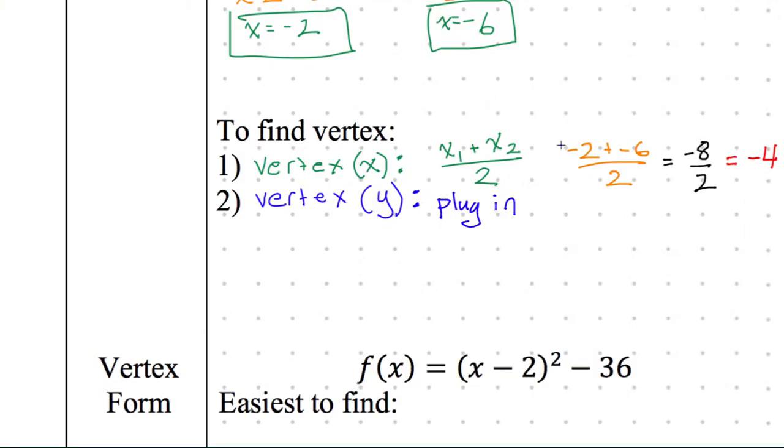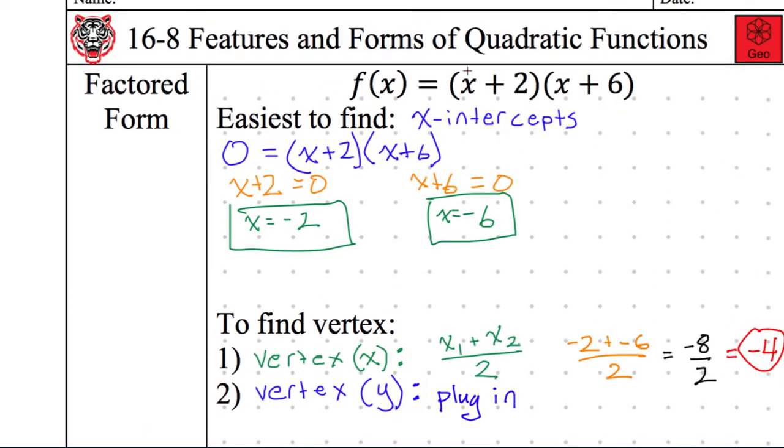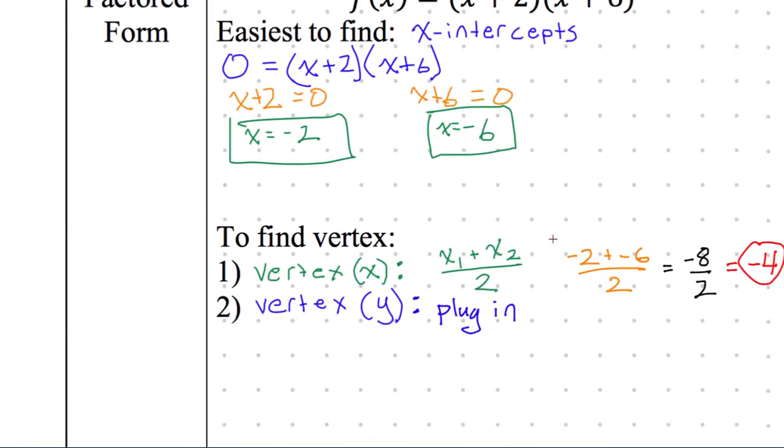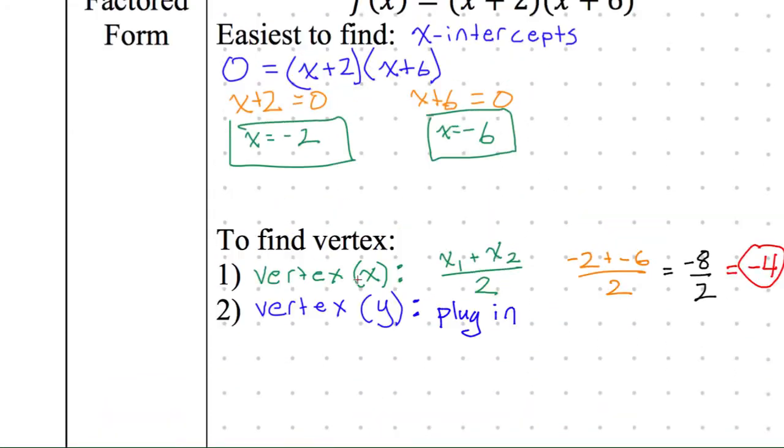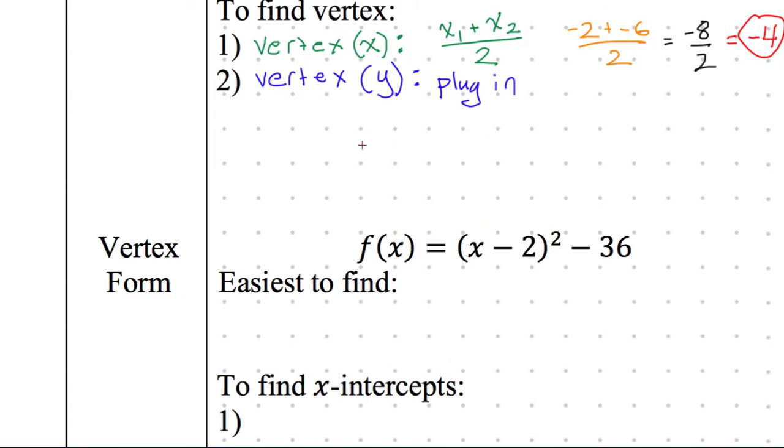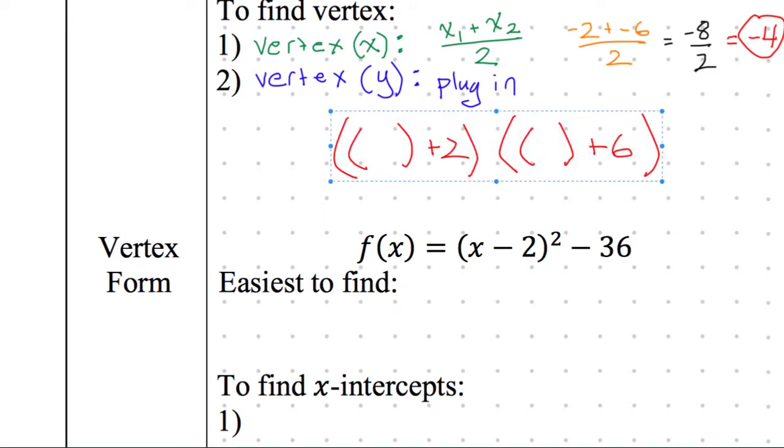I'm going to plug this -4 into wherever I see an x. I see an x right here, and I see an x right here. So that -4 is going to be plugged in, and I will write that out for us. Our original equation was x plus 6, x plus 2. So there's our x: x plus 2 and x plus 6.